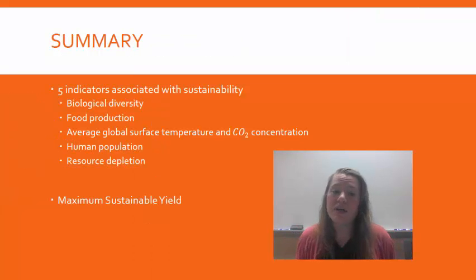So in summary, you need to know the five indicators associated with sustainability, which are biological diversity, food production, average global surface temperature, and concentration of carbon dioxide. Also, another indicator is human population size and resource depletion. Additionally, you will need to know a little bit about what maximum sustainable yield is and how it's used to determine sustainability.